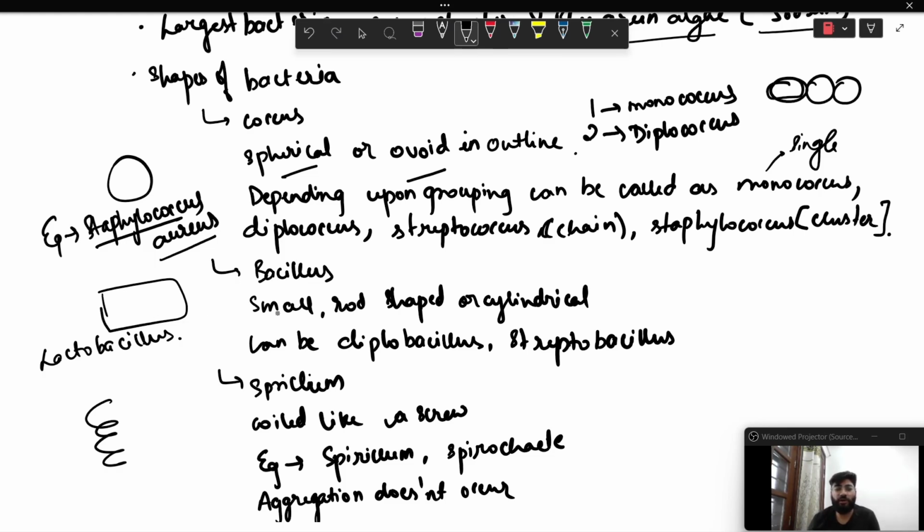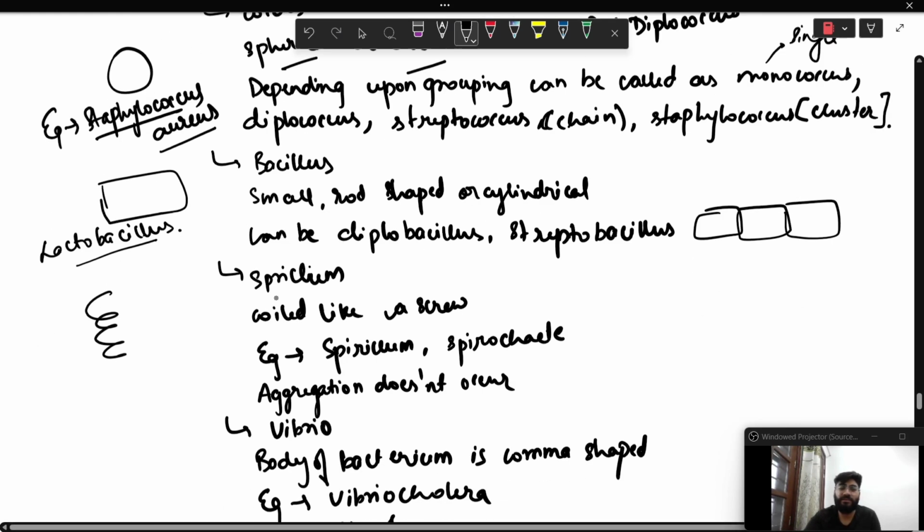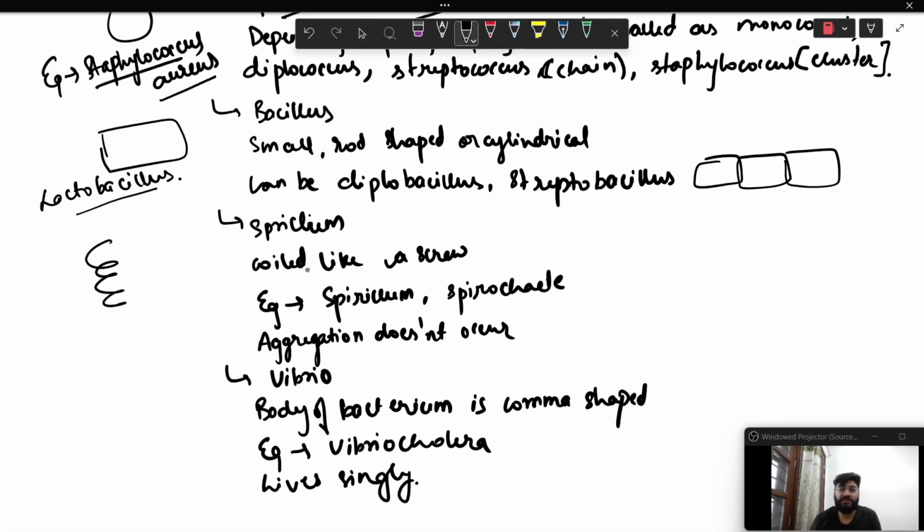Bacilli are small rod-like or cylindrical shaped bacteria. They can be diplobacillus or streptobacillus, which is a chain of bacilli. One example of bacillus is Lactobacillus. Then we have spirillum, which is spiral shaped and coiled like a screw. Examples are Spirillum and spirochetes. Aggregation does not occur.